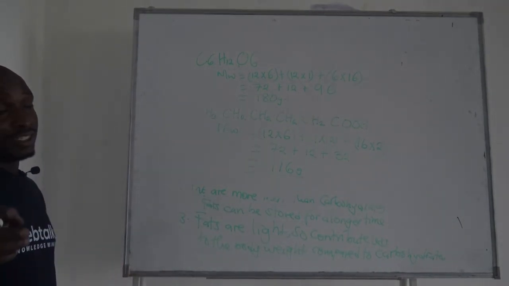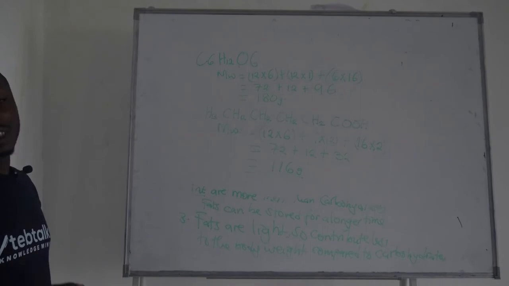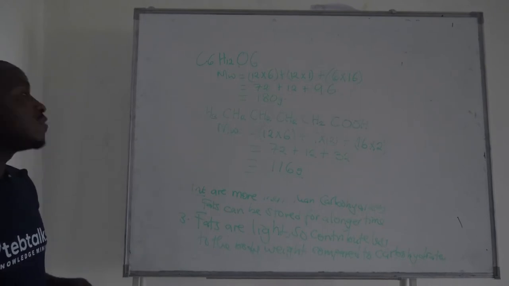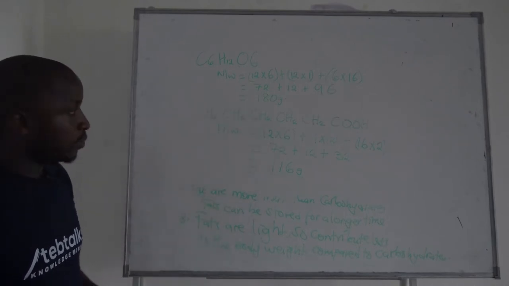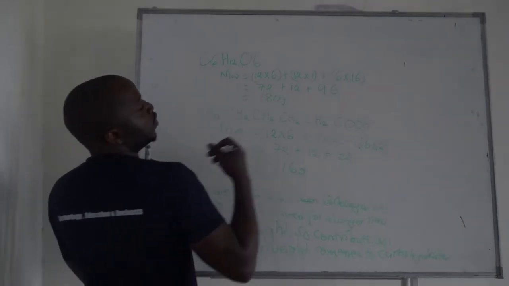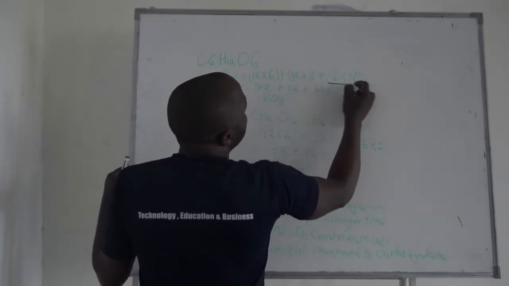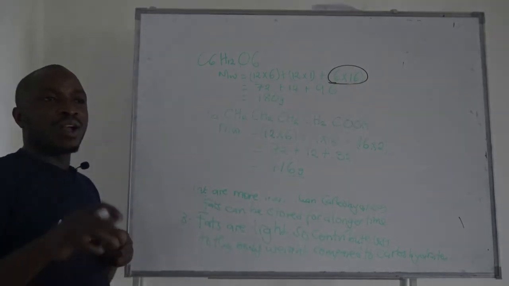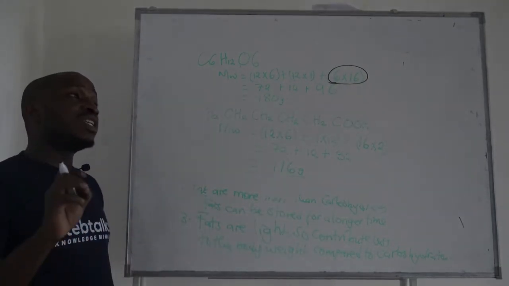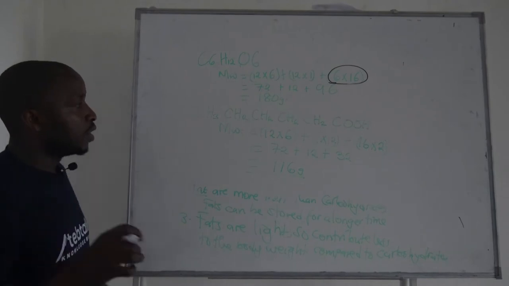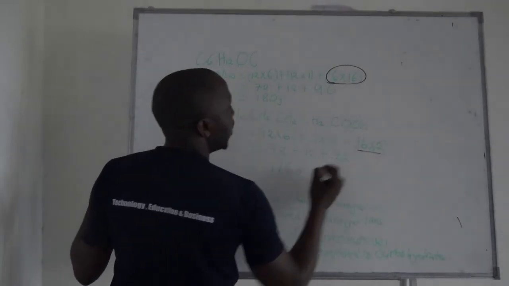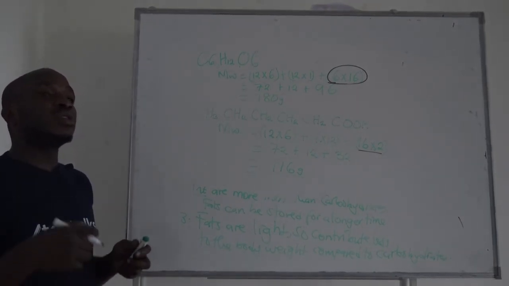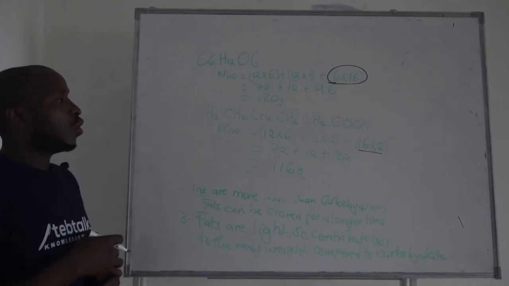Meaning, given a fatty acid of the same size, fats are lighter than carbohydrates because of this. What contributes to the carbohydrates being heavier is the content of oxygen. Carbohydrates contain a lot of oxygen, and oxygen is a heavy atom. Here, the fatty acids contain less oxygen. That means lipids contain less oxygen.